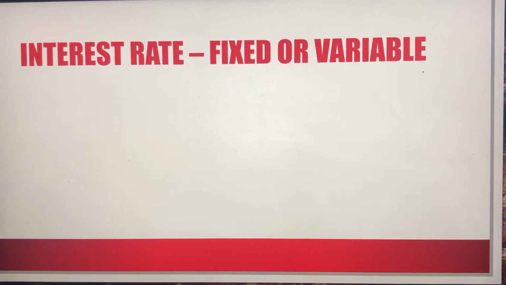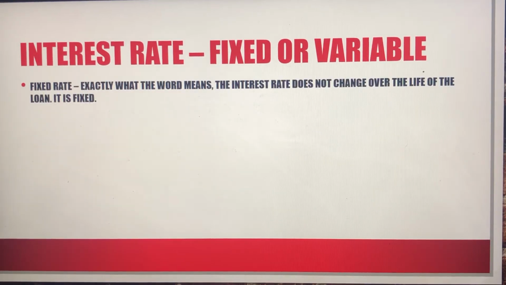When it comes to interest rates, you can do one of two things. You can have a fixed rate or a variable rate. So it's very important to understand the difference between these two. A fixed rate is exactly what it says. It's fixed. Over the course of the loan, over the length of the term of the loan, the interest rate is going to stay the same the whole time.